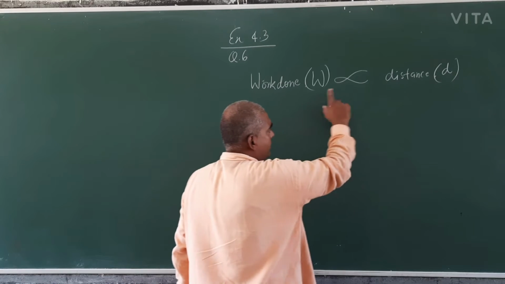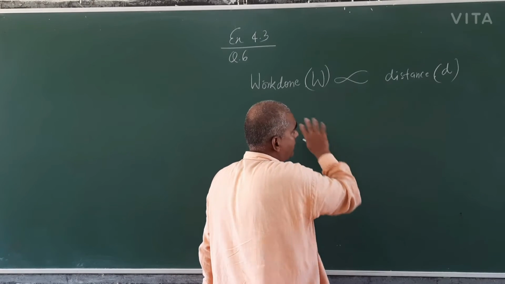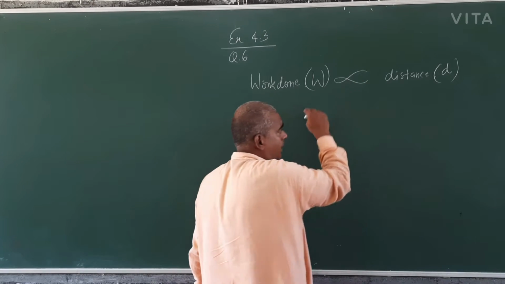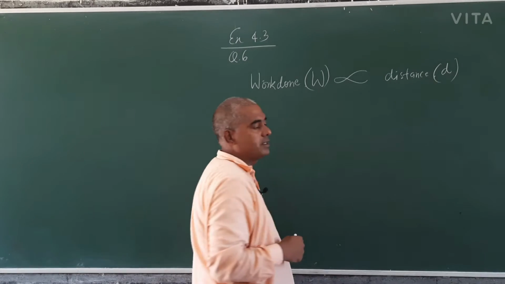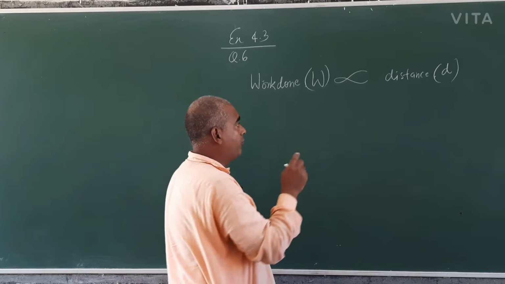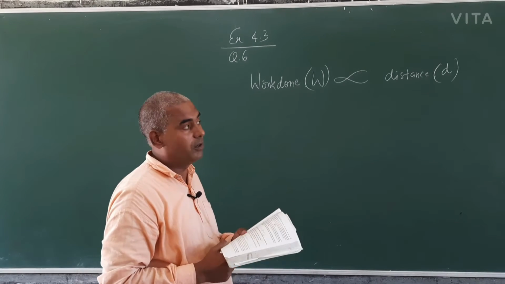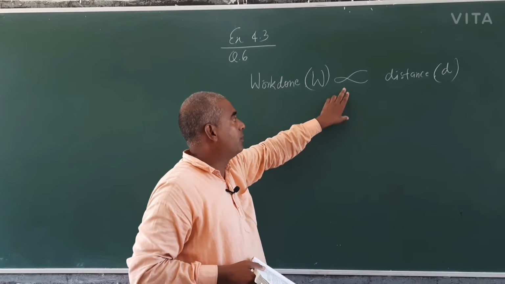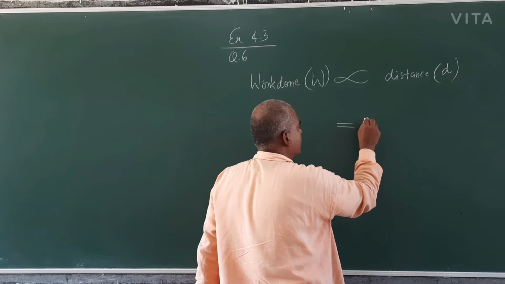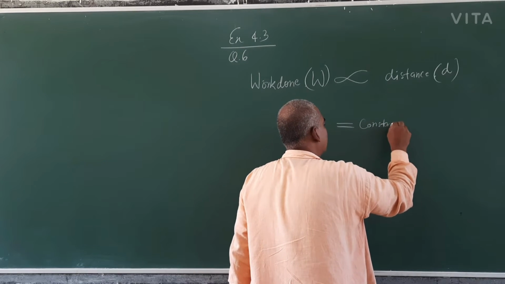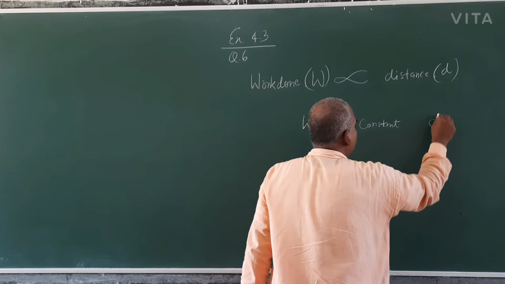So when distance will be doubled, the work done will be double. When this is tripled, this will be tripled. And when this is half, this will be half. This is called proportional. As it moves, it increases, so this also increases. But for that you have to find a constant. In physics you will be taught about constant. If you want to write an equation here, you would have to write a constant. W is equal to constant into D.